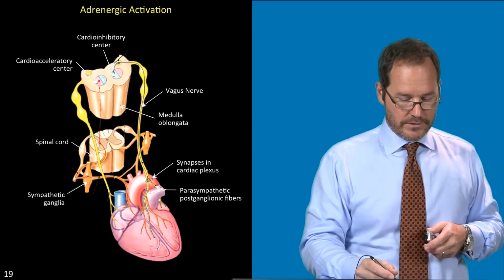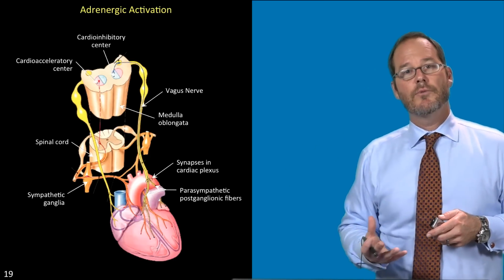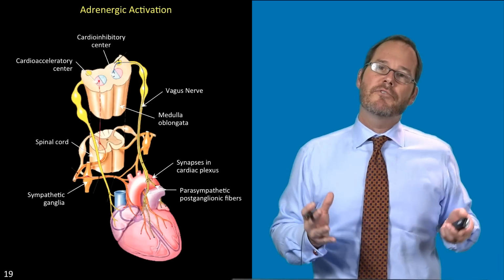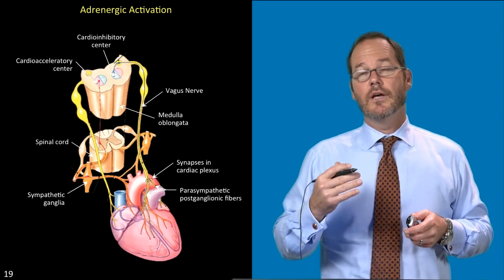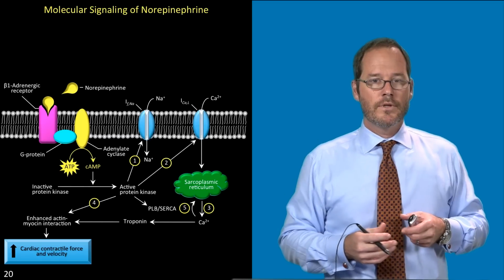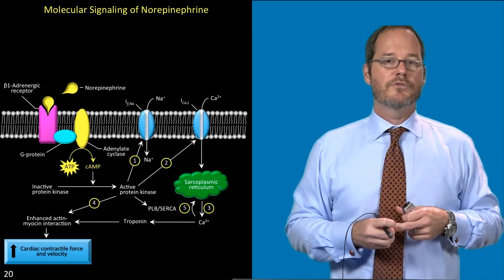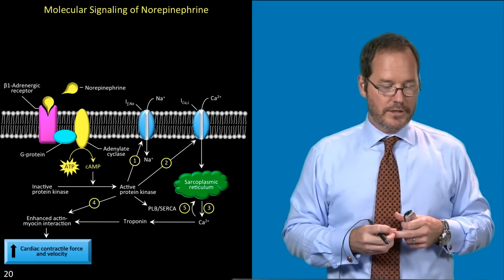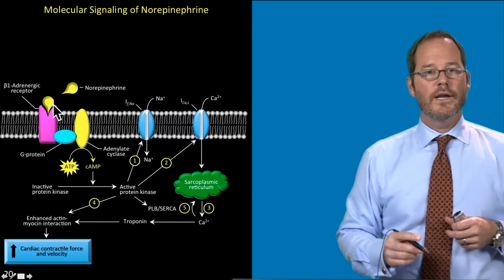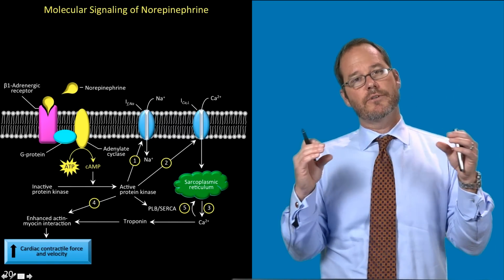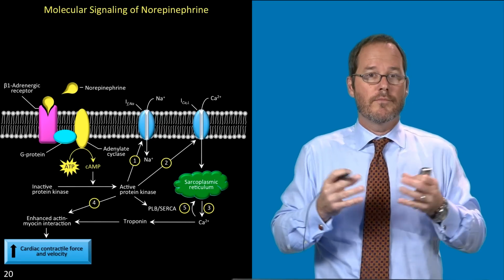It also inhibits stimulation through the vagus nerve, which actually tends to slow the heart rate down. So the ultimate effect is increased heart rate, increased contractility, which is a good adaptive response. The way norepinephrine triggers increased contractility is depicted here molecularly. And norepinephrine activates beta-1 adrenergic receptors at the cell surface of the cardiomyocyte, which is the cell that makes up the heart muscle.